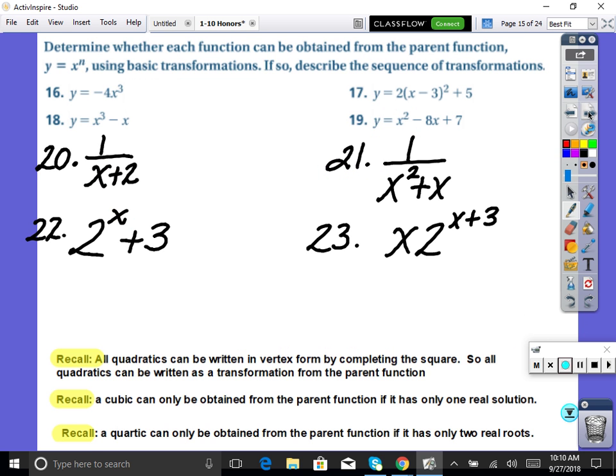So let's answer this question. It says, determine whether each function can be obtained from a parent function. If so, what's the parent function? And then what is the transformation? So this is not on the homework. We're going to go through this quickly.